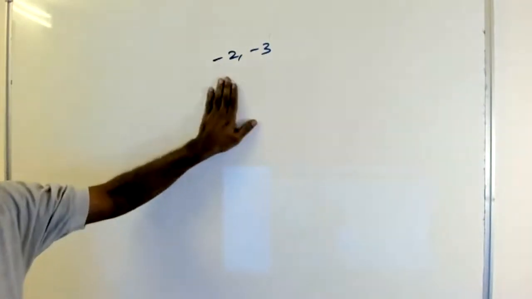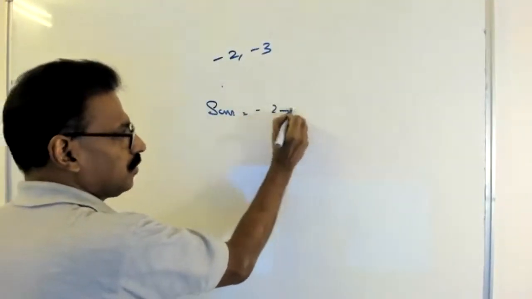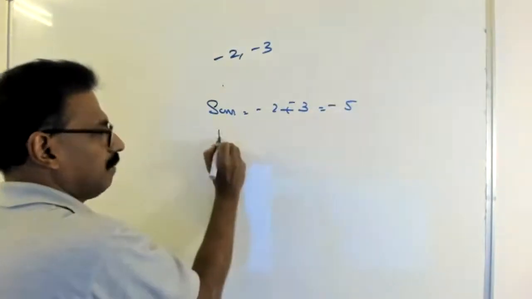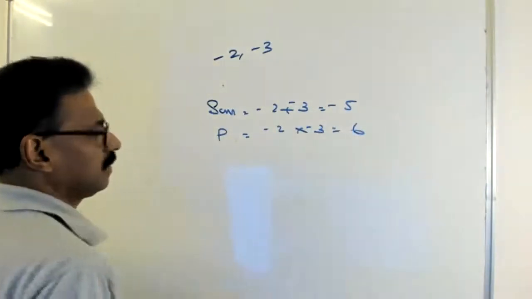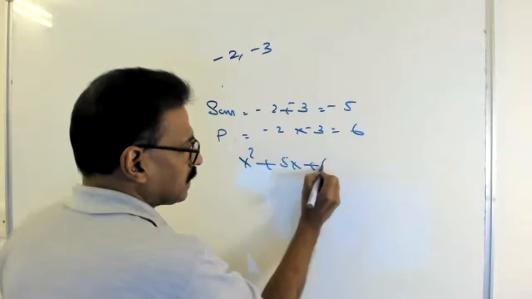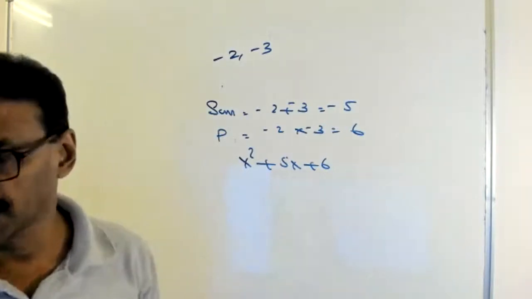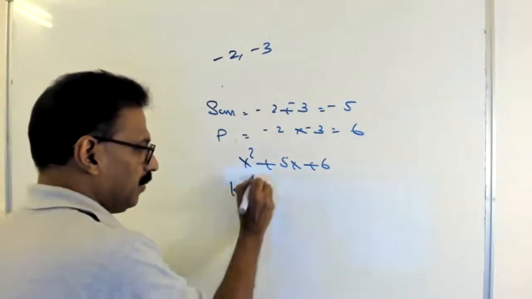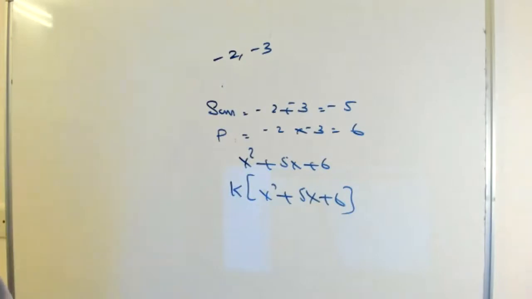So what are you going to write? The polynomial with zeros minus 2 and minus 3. First, what? Sum: minus 2 plus minus 3 equal to minus 5. Product: minus 2 into minus 3 equal to 6. Polynomial: x square plus 5x plus 6 is what you write, one of the polynomials. You answer like this: x square plus 5x plus 6 is one of the polynomials. Then in general, k into x square plus 5x plus 6, where k is any non-zero real number. Up to here, you have to answer it.